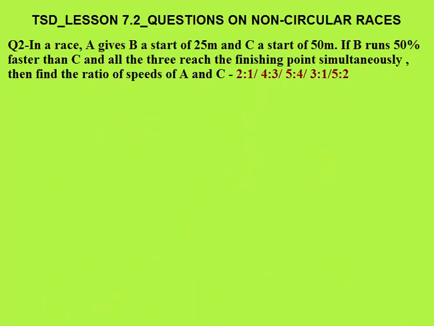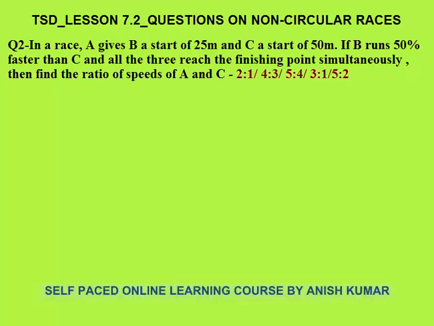Second question says that in a race, A gives B a head start of 25 meter and C a head start of 50 meter. We don't know the length of the race. B runs 50% faster than C and all three reach the finishing point simultaneously. We need to find the ratio of the speed of A to C. Now we don't know the length. Let's say length of the track is X meter. This is the length of the track.